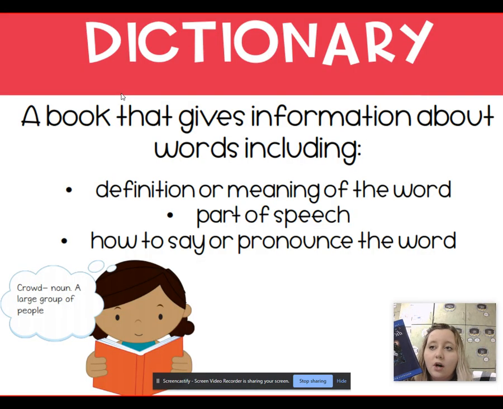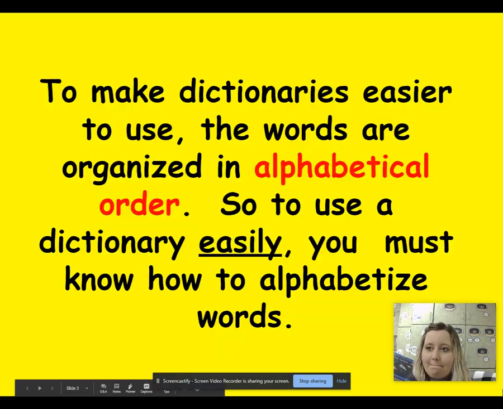Dictionaries give us words and their definitions. A dictionary is a book that gives information about words, including definitions or meaning of the word, parts of speech, how to say or pronounce the word. So if you look down here, this is a little insert of a dictionary. We have the word crowd, and crowd is a noun, and a crowd is a large group of people. So we have the word, then we have the part of speech, and then the definition.